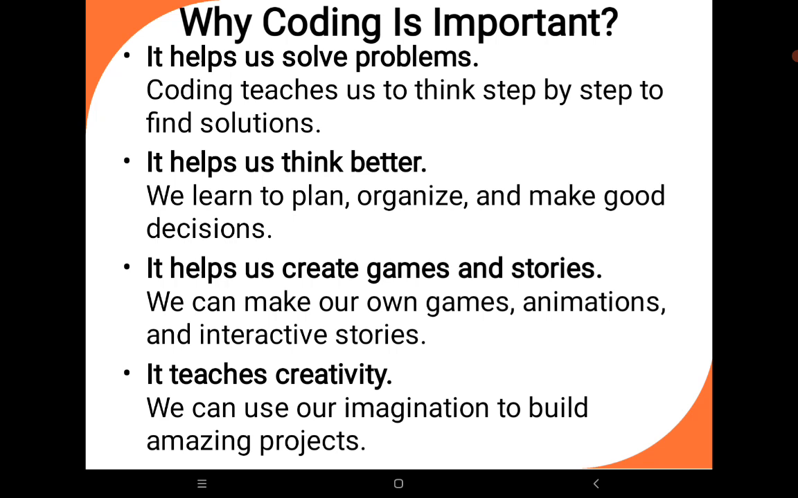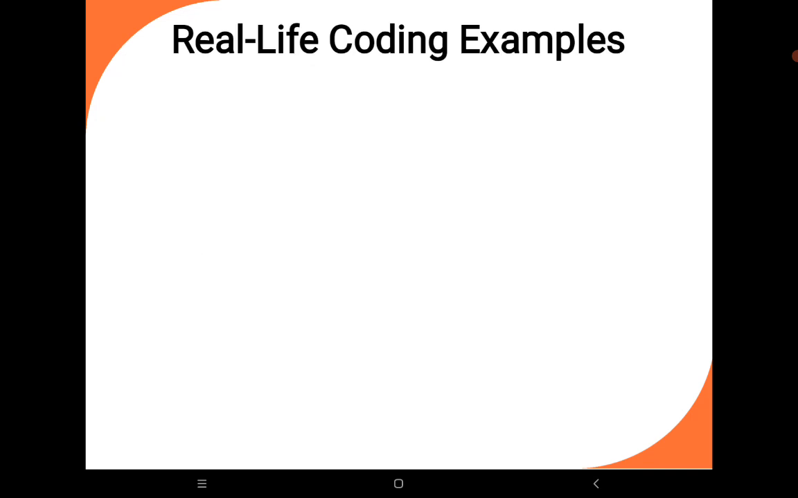Coding also teaches us creativity. We can use our imagination to build amazing projects like games, stories, and others. So in real life coding examples, we have a traffic light. A traffic light has three colors: red, green, and yellow. All these colors are very important.